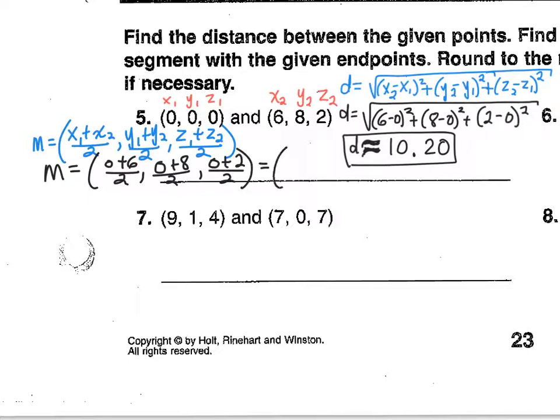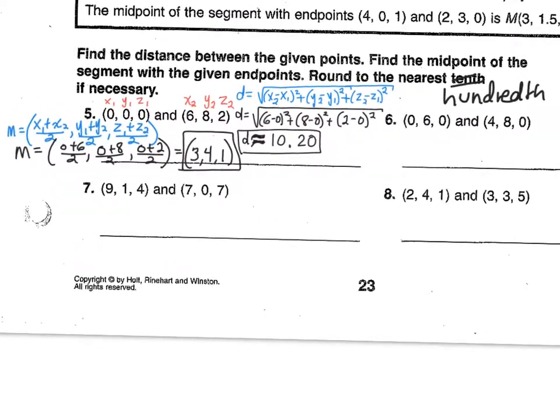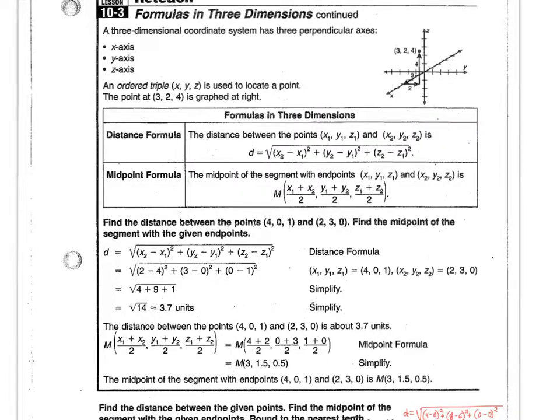So when you simplify that, 6 divided by 2, that is 3. 8 divided by 2, that is 4. And 2 divided by 2 is 1. That is the midpoint between those 2 points on a three-dimensional coordinate plane, okay? Now go ahead and try problems numbers 6, 7, and 8, and then we'll check that. So at this point, pause this video, try those problems, and then you can check your answers, okay?